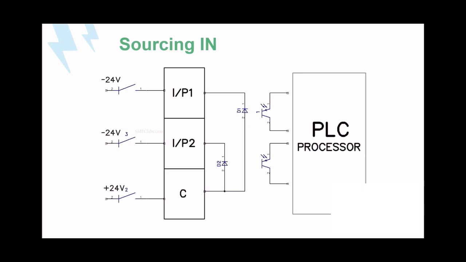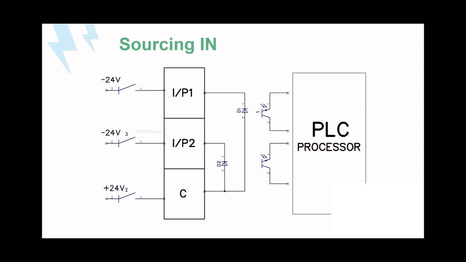That means positive 24. Because we are connecting the positive to the common, it is named the sourcing input. We have to connect the common as positive 24 because the diode has to be forward biased. For the P region we have to connect the positive, and for the N region you have to connect the negative side.